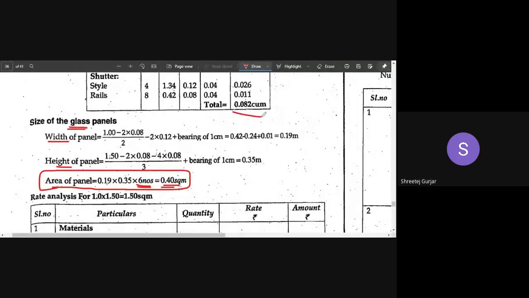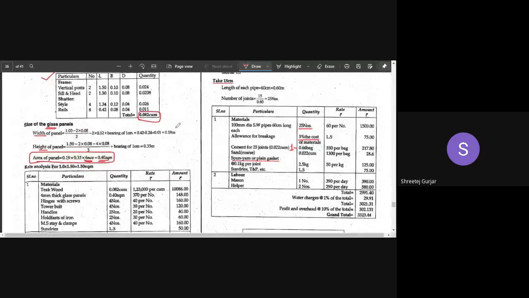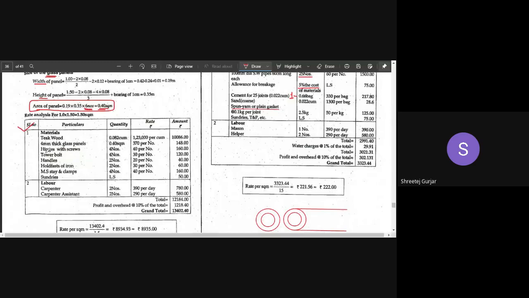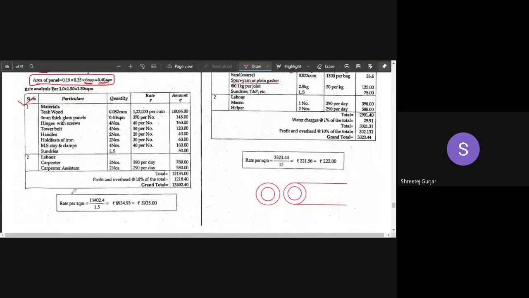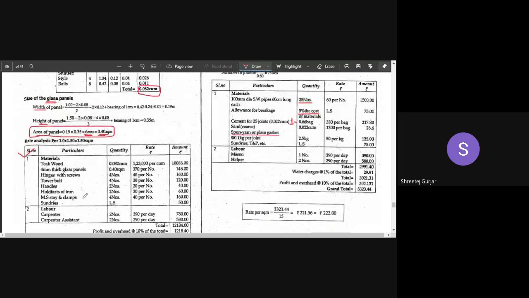And the woodwork that you calculate is in cubic meters. Okay, then you can prepare this particular table, write down all the extra things that are required, that is hinges, bolts, then aldrop, then handles, holdfast and all those things you have to add. And then any other extra thing? No. Okay, so we can calculate and we can do the rate analysis and write down in the end the rate per square meter, okay, very important.